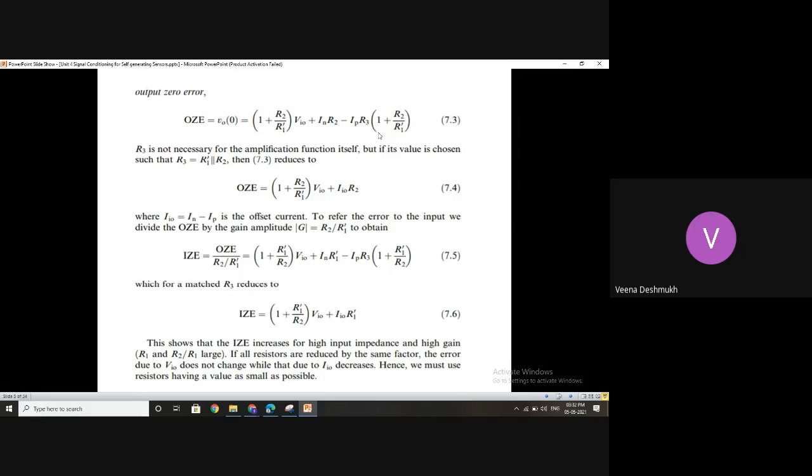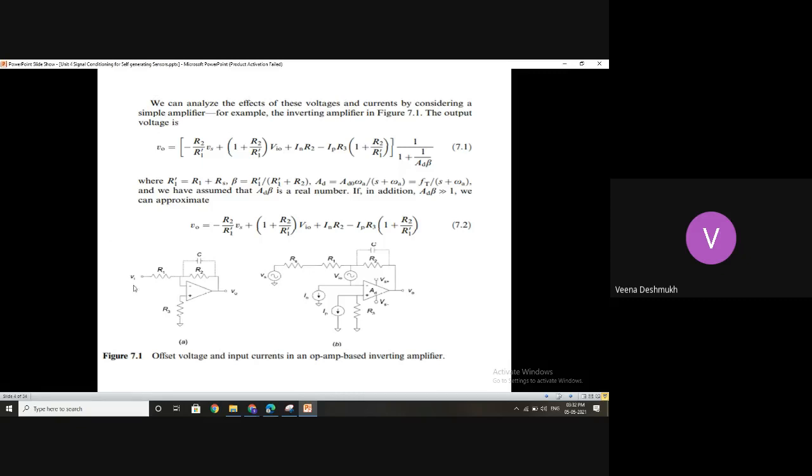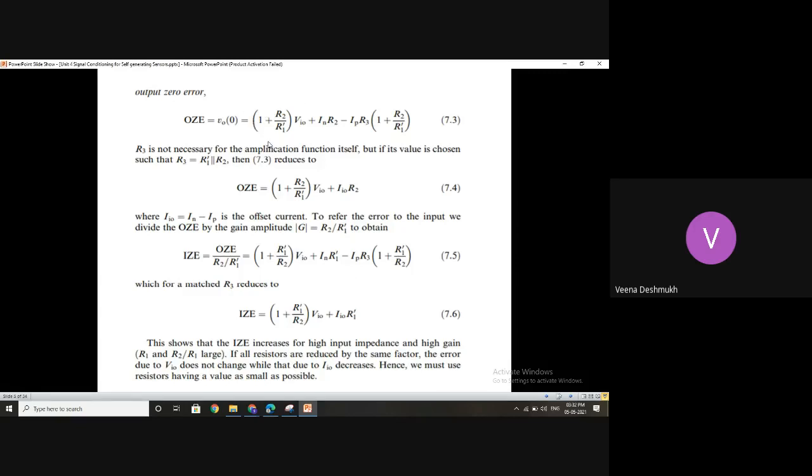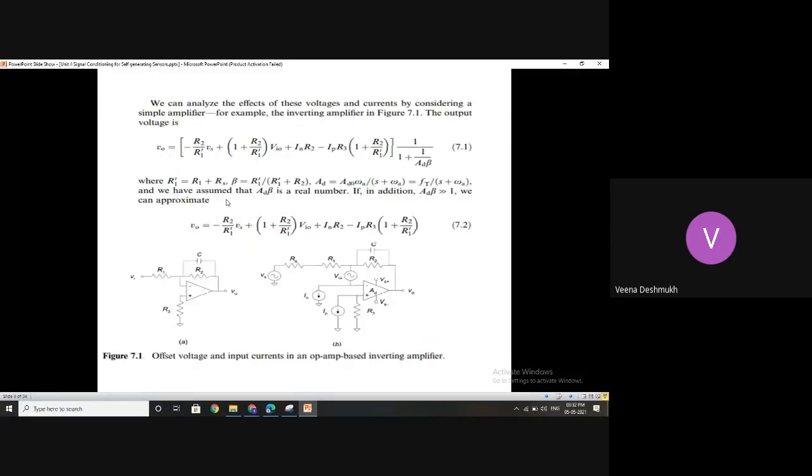Now after arriving at this, what is the output zero error? So the output zero error is nothing but the output available when both the inputs are 0. So when both the inputs are 0, here this V source is equal to 0. So exclusively it is due to VIO and the two bias currents. So the output due to only the bias currents, IN and IP, and VIO. This parameter is not considered now because Vs is equal to 0.